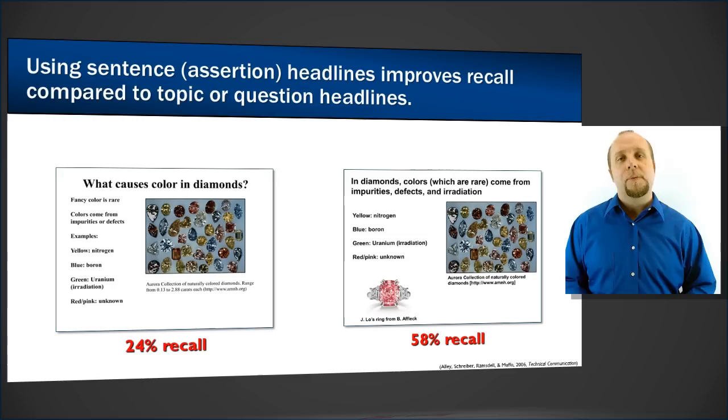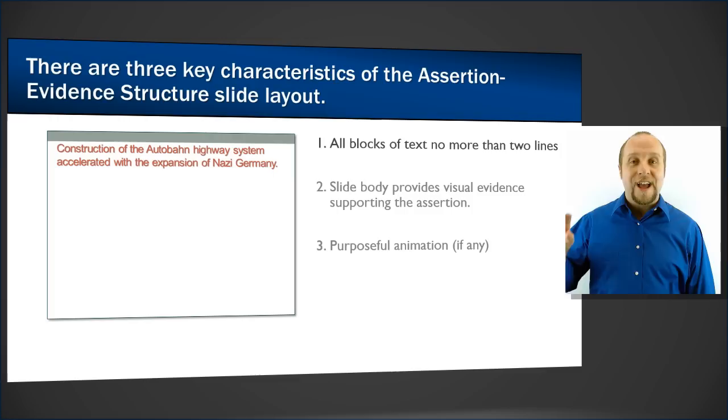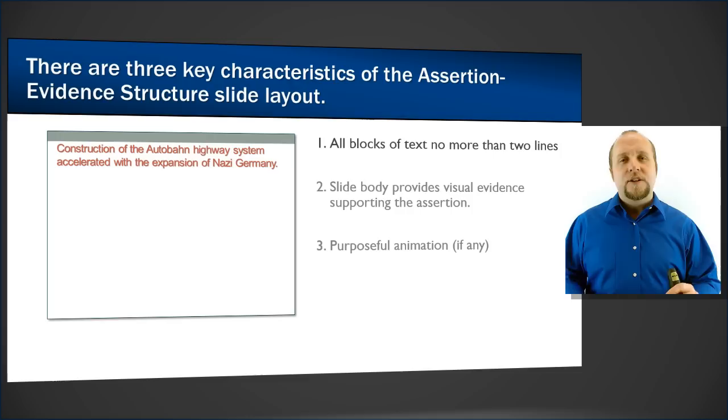So now the question is, how do you implement the assertion evidence structure in your own slides? There are 3 primary characteristics of the assertion evidence structure. It starts with the guideline that all blocks of text on your slide should be no more than 2 lines high. Now, this guidance forces you to really think carefully about what text is important to include on your slide.